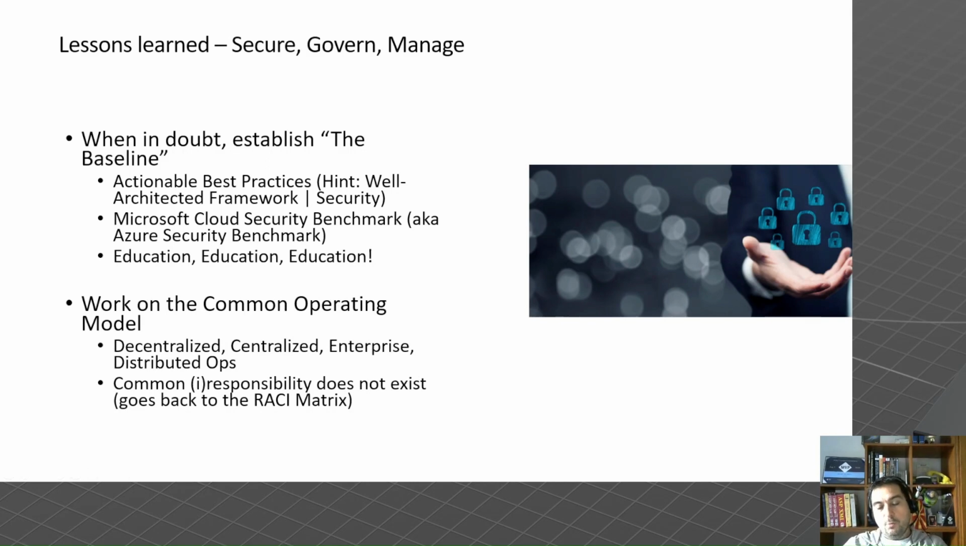You should work on the operating model, and it should be determined early in the process. Do we use a decentralized model, centralized, enterprise, distributed operations? Each model is also part of the framework, so we can drill down a little on that. Always remember that common responsibility, or irresponsibility, does not exist. It goes back to the RACI matrix.